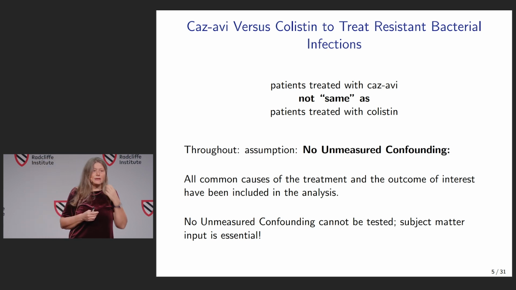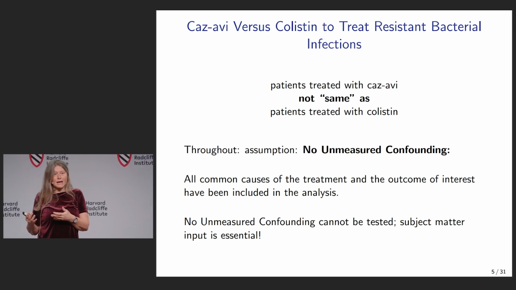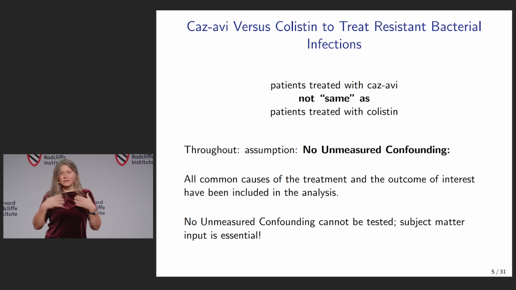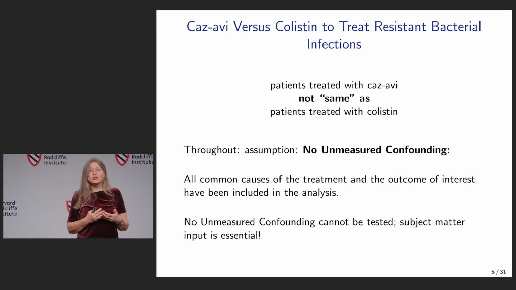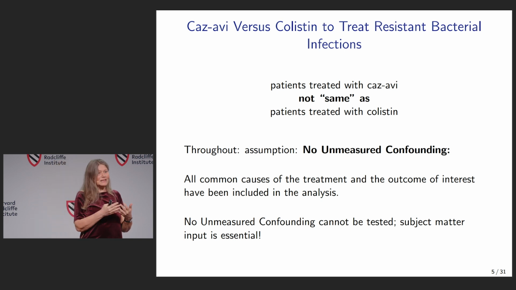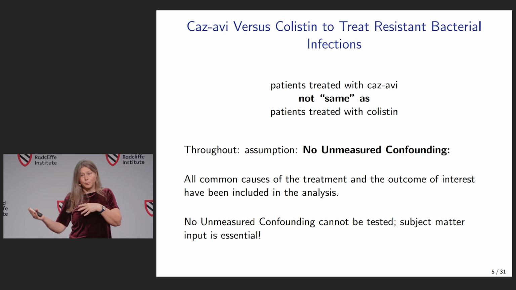So the first thing that we noticed, the people who are being treated with Casavi are not the same as the people who are being treated with colistin. There are indications of severity that affect these treatment decisions. So what we have to assume is that we know why these people have been treated the way they have been treated. And that is the trick to disentangle the effect of the treatment from the reason why it was being given. In other words, the difference in pre-treatment populations.